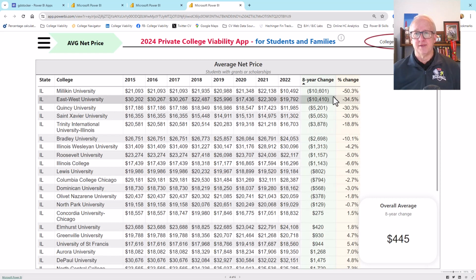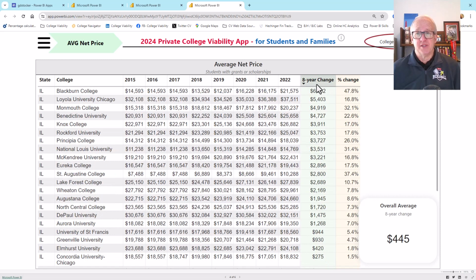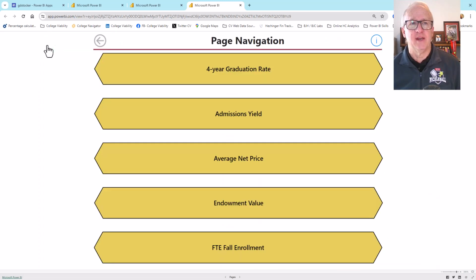The average net price has gone down $10,000 at Millikan. It's a consequence of the market pressures. We can flip that, and it has gone up about $7,000 at Blackburn. It's up 50% almost. Again, that's an indication of are these colleges able to raise prices? It's not necessarily a good thing for students, but it is a necessary thing in large part for colleges to be able to survive. Let's go back to the menu again for these 5.